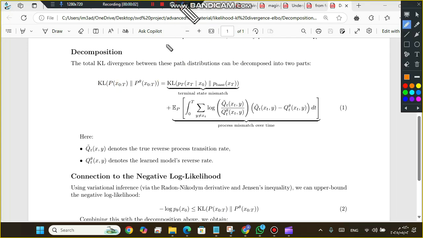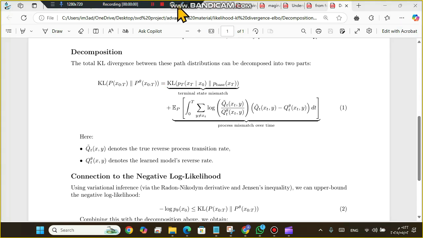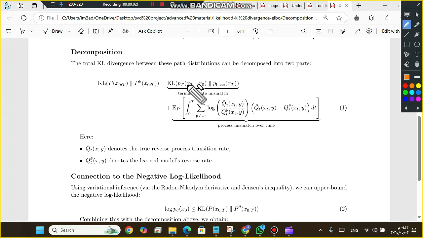Now, this divergence can be divided into two terms, which are the terminal divergence, which is the divergence between the final point, and the process divergence. Let me explain what we have done over here.